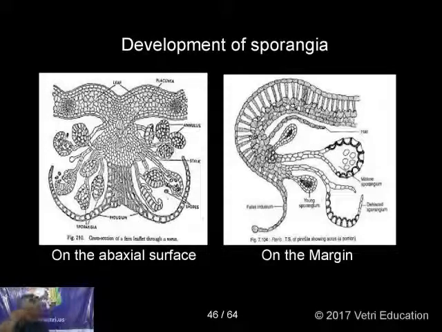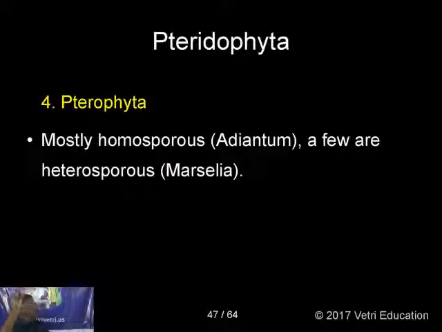So here you can see the sporangia developed on the abaxial surface, where you can find long stalked sporangia. Here you can find the sporangia developed on the margin. Both types are present in these ferns. Mostly they are homosporous, for example Adiantum, and a very few species are heterosporous, which you can find in Marsilea. So both types are present here.